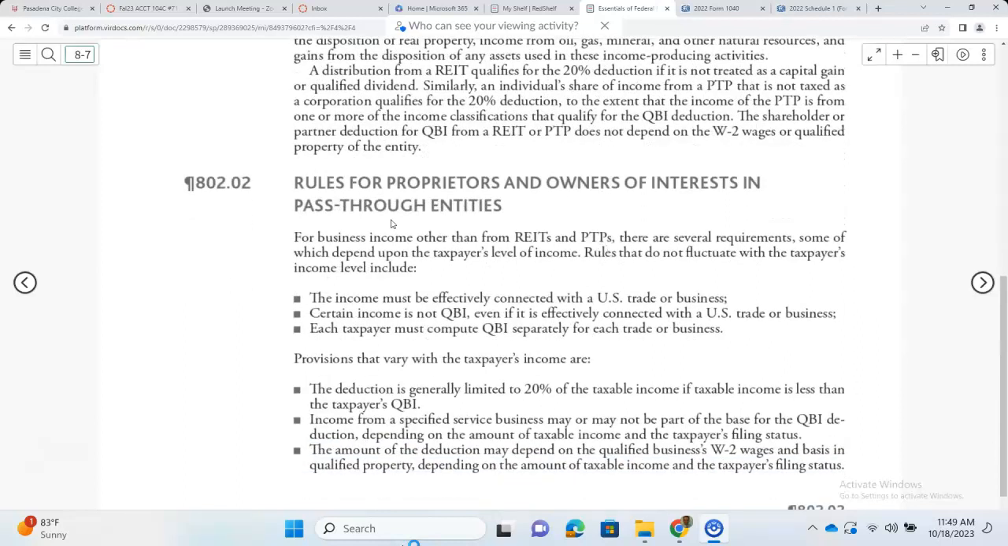First, interesting pass-through entities. You know what a pass-through entity is, right? Anyone? Pass-through entities are like an S corporation, a partnership. That means they file the taxes for the business, but they pass it through a K-1 form to each shareholder.